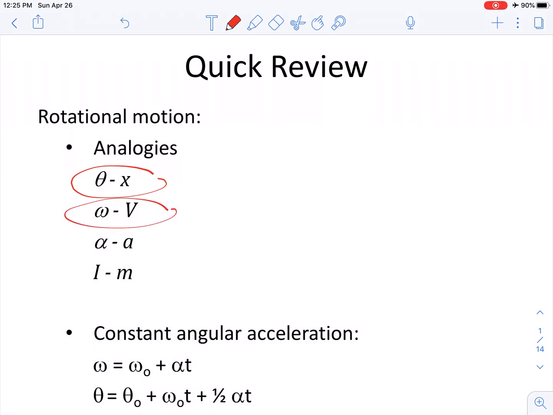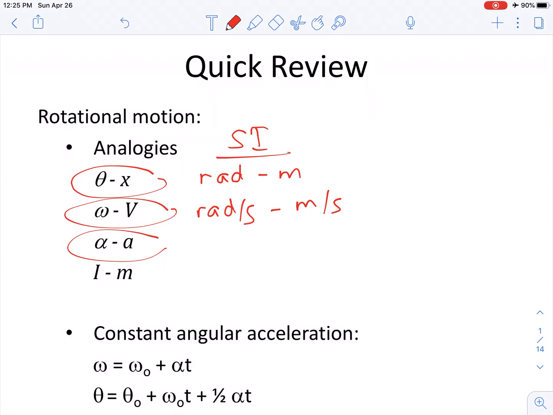If you think about the units, I'm going to write those as well. So radians for theta, meters for x, and these are SI units. For the angular velocity, we have radians per second, and linear velocity is meters per second. For the acceleration, we have angular acceleration as alpha, and that is radians per second squared. In linear motion, we had meters per second squared. And for the mass, we have kilograms.